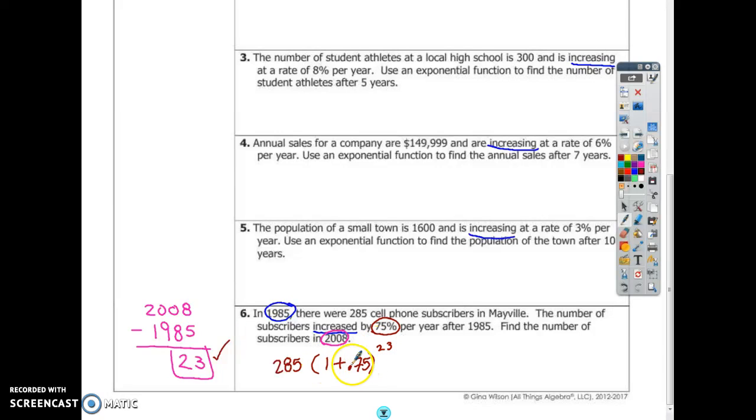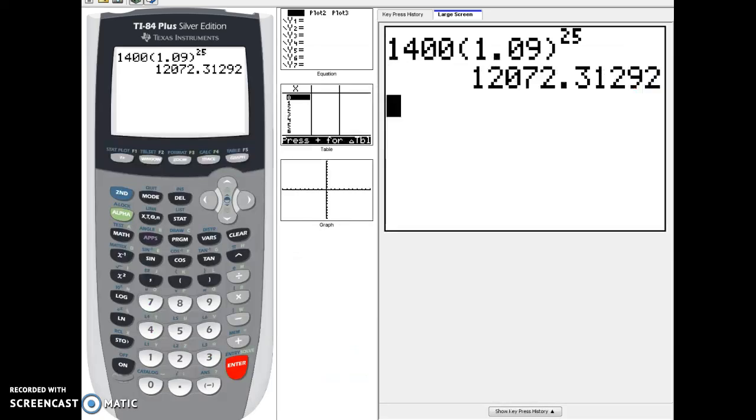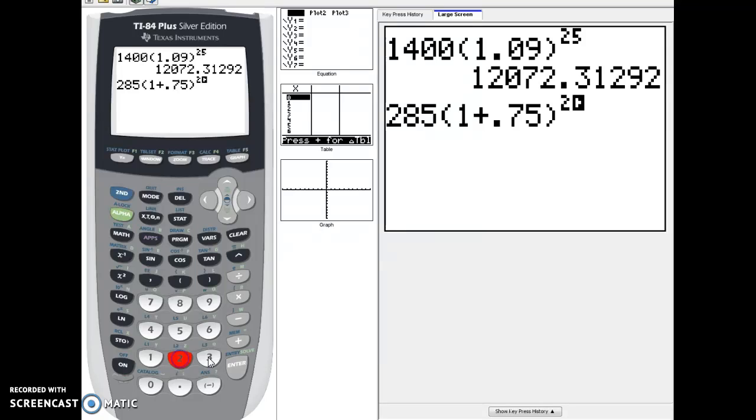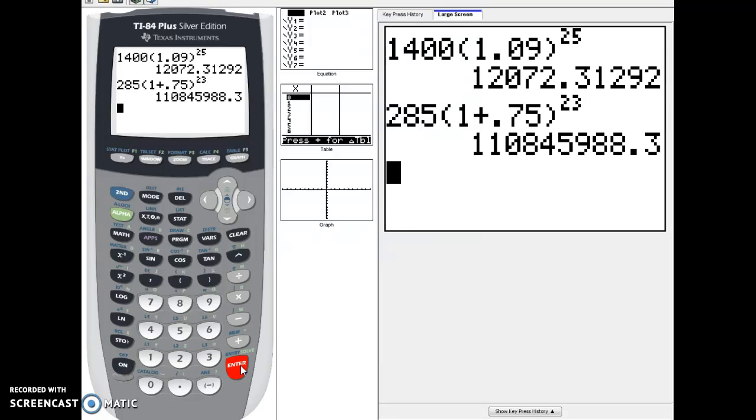Again, you don't have to add them if you don't want to, but that's 1.75. You can just put the whole thing like that in the calculator and it will give you an answer. So let's put that in the calculator, 285, parentheses 1 plus 0.75. See how I just put it in there just like that? Close parentheses to the power of, how many years? 23 years later. Enter. That's a big number of subscribers.